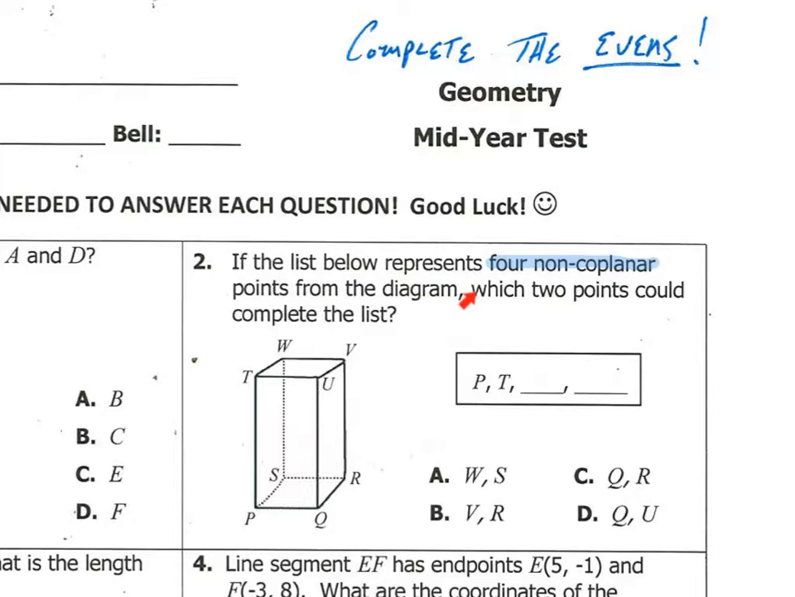listed represents 4 non-coplanar points in the diagram. Which 2 could complete this list? Non-coplanar means they're not on the same plane. So they're starting off with P, which point P is down there, and T. Now you need to name 2 other points that are not coplanar, not on the same plane. Here are your choices for number 2.